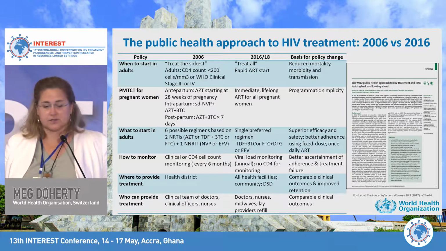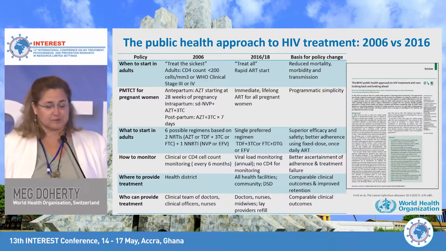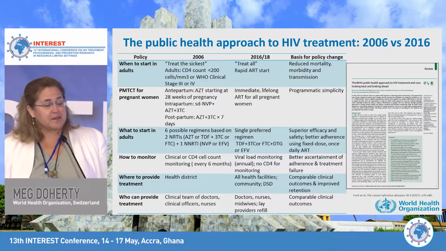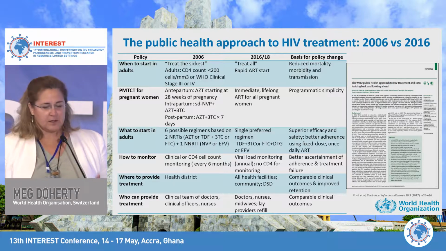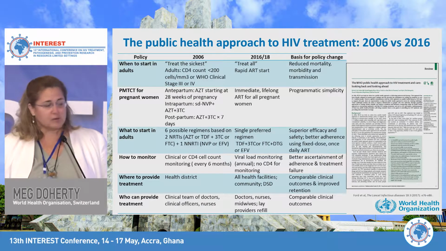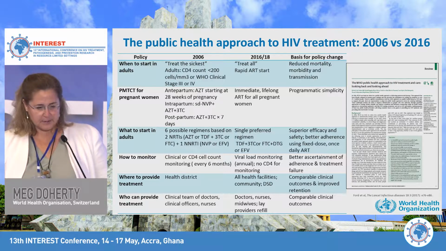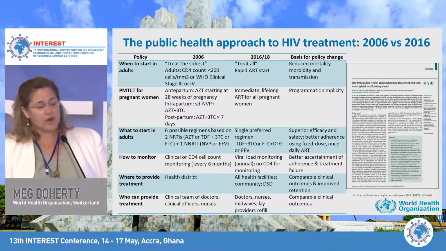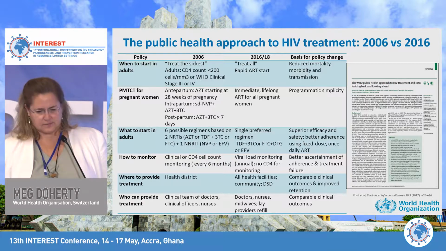We know this from the START and Temprano studies, and it reduces morbidity and reduces transmission, U equals U, so bringing it all together there. We have PMTCT for programs. Rather than complicated regimens, we have one regimen for women and during pregnancy, and this has programmatic simplicity. What to start, we move from multiple regimens to one single first-line regimen. How to monitor, moving from many labs to using viral load as our major monitoring lab. And where we provide treatment, we really look to decentralize and move to the community and outside of the facilities.